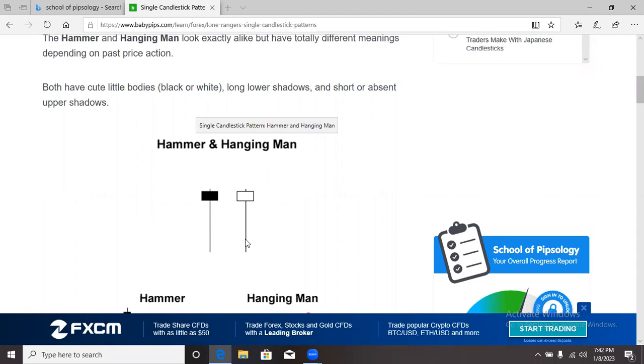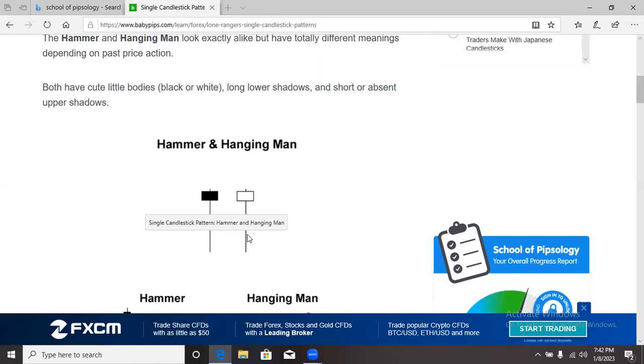So when you see this kind of candlestick, it is suggesting reversals. Okay, they are suggesting reversals. So this is a hammer or a hanging hammer. This is a hammer.